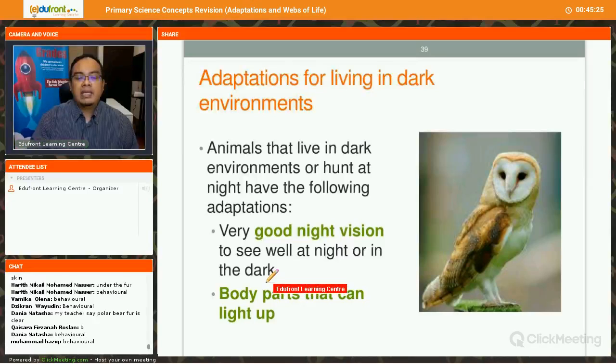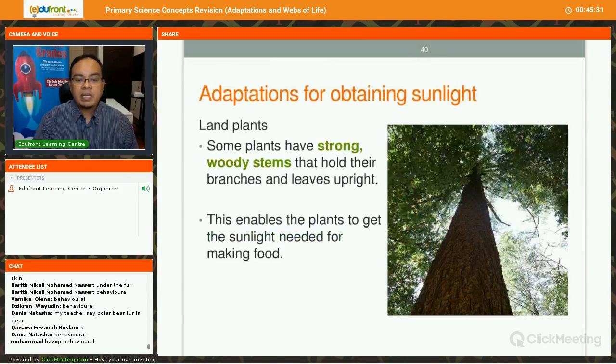Okay, and some animals have body parts that can light up, like the firefly, which has body parts that can light up. Right. What about plants? Plants have certain adaptations to enable them to obtain light, right?